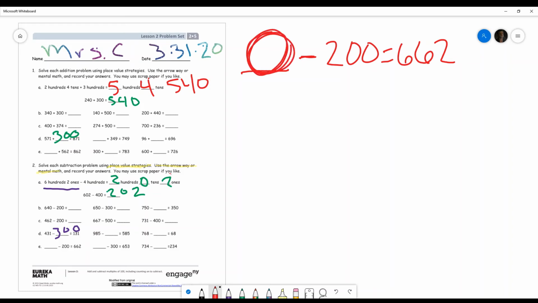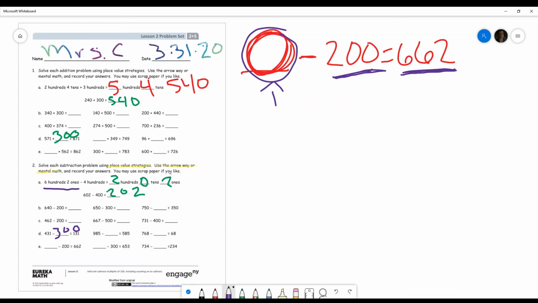And when we're subtracting, we know the first number has to be bigger than the second number. And it has to be bigger than the answer. If I subtracted 200 from 662, that would not give me the correct answer, because it would be a smaller number than the answer. And that wouldn't make sense. So what we do here is we're going to add 200 to 662, and that will give us our number. Okay? So when you're in the subtraction problem, when you're missing the first number, you're going to add the second number with the answer.